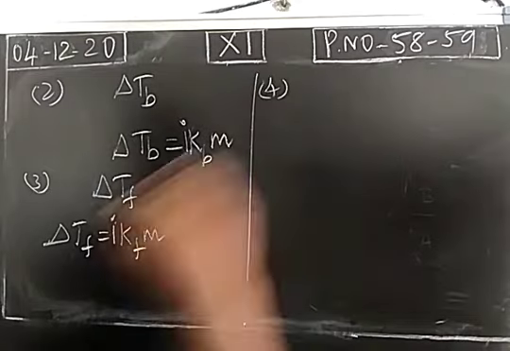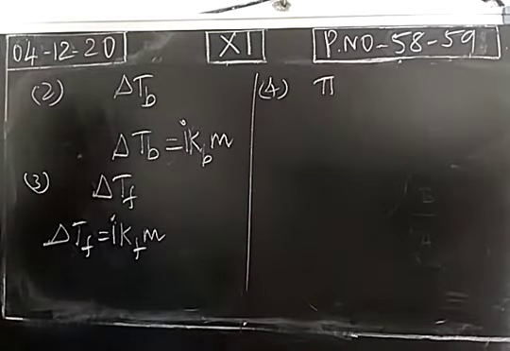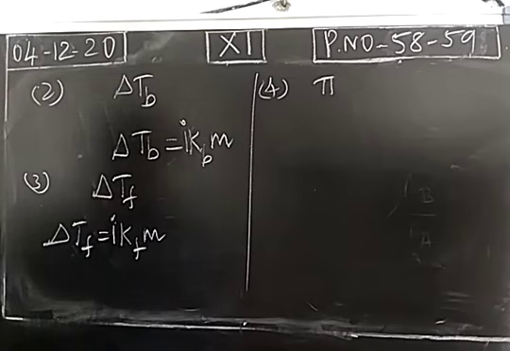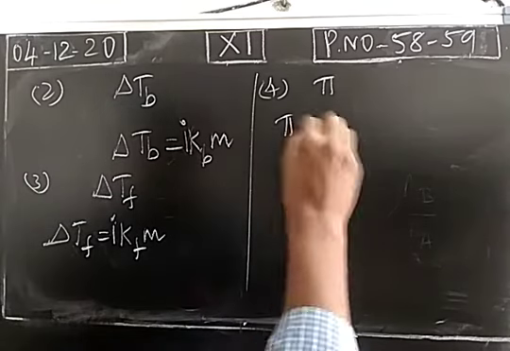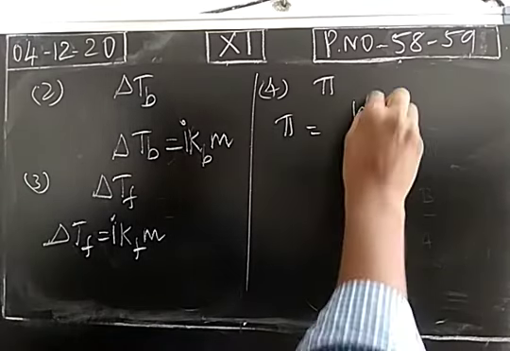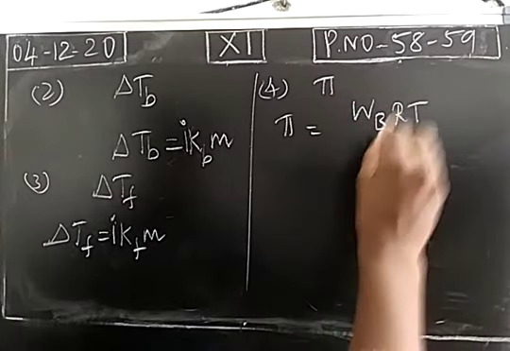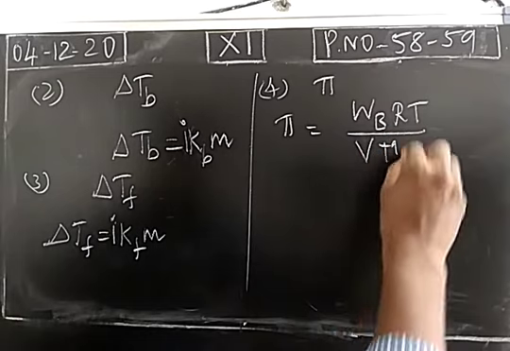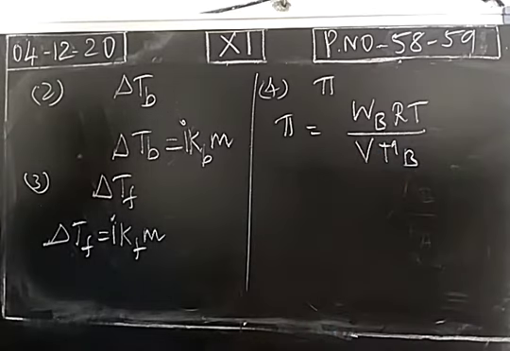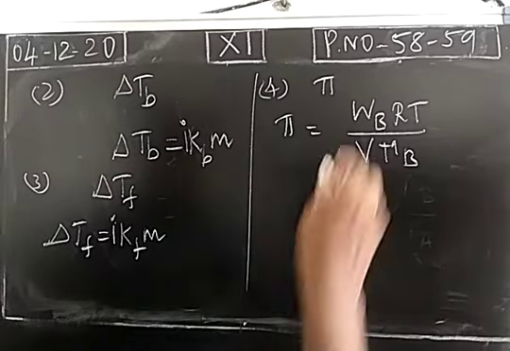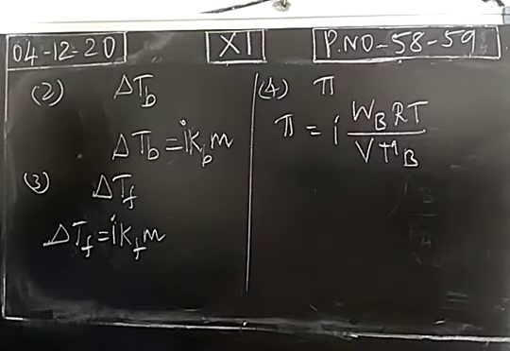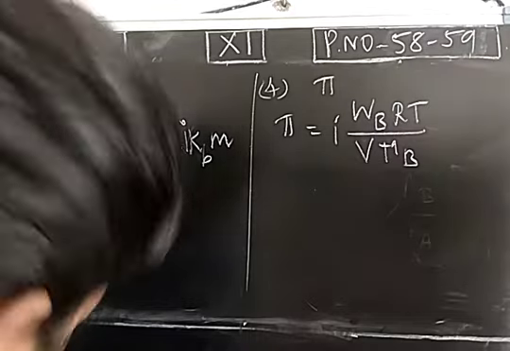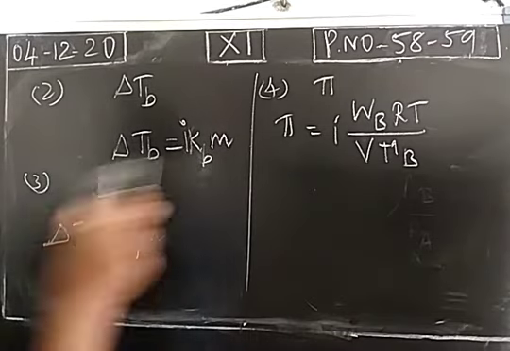The last colligative property is osmotic pressure, pi. Osmotic pressure pi is equal to weight of solute, gas constant, temperature in Kelvin divided by volume of solution, molar mass of solute. If there is an association or a dissociation, we have to include van't Hoff factor. So 4 colligative properties have been mentioned here.